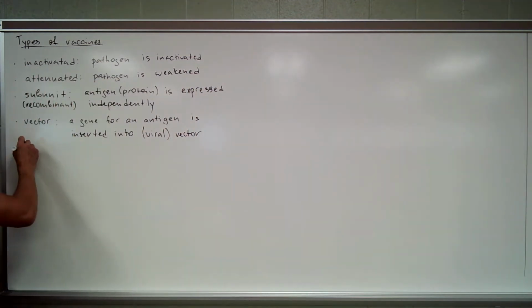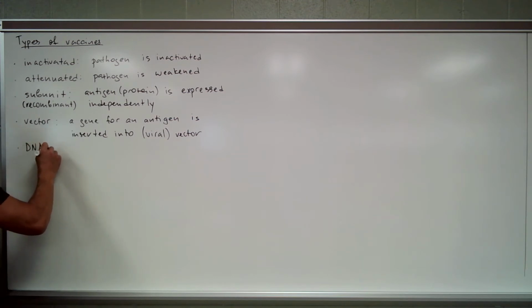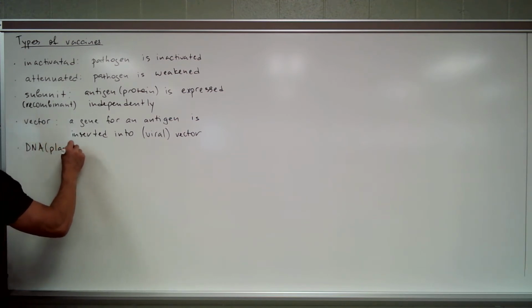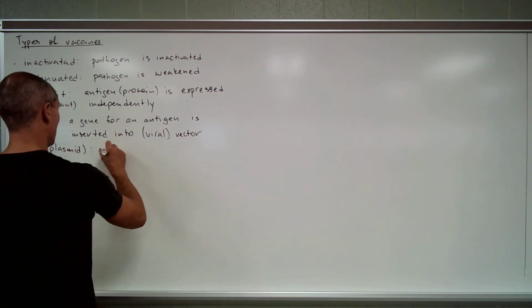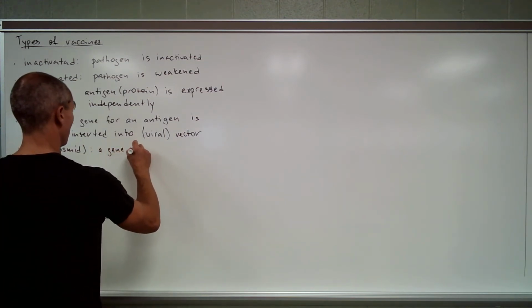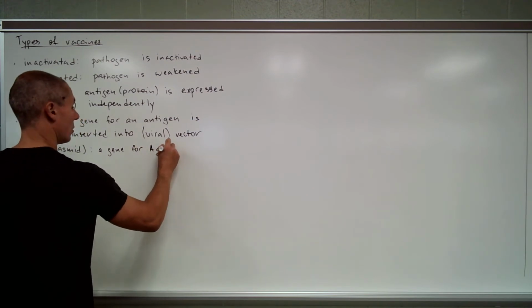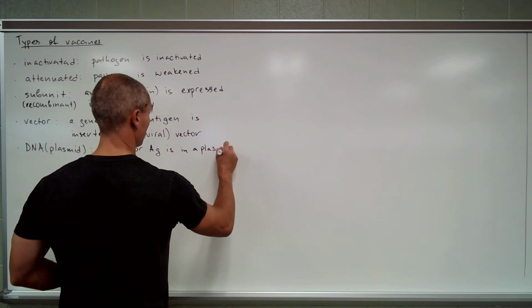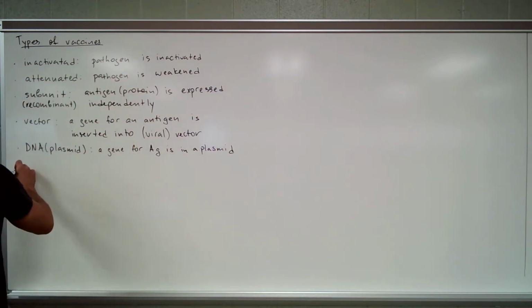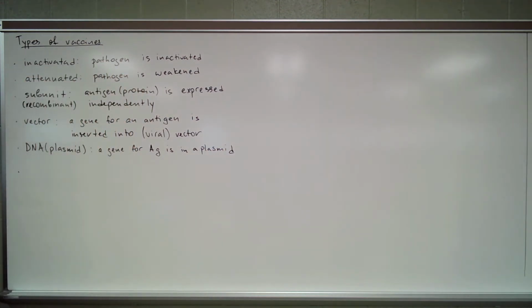Then we have DNA or plasmid vaccine. A gene for the antigen is in the plasmid. And now I want to make it very clear. So these are 6? Why are there 5? Probably I forgot something, but no, it seems genuine. No, that's 5.